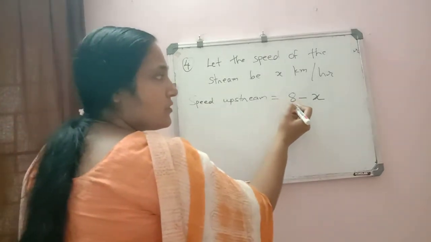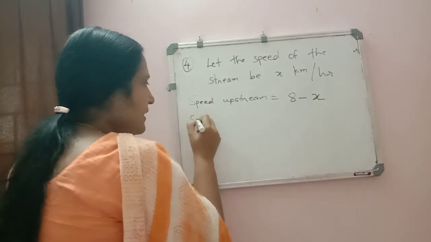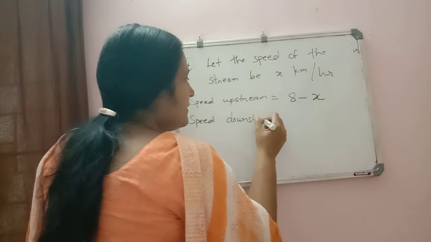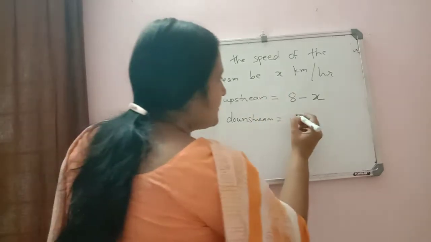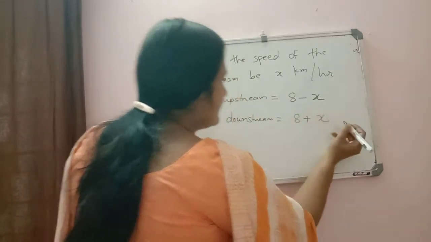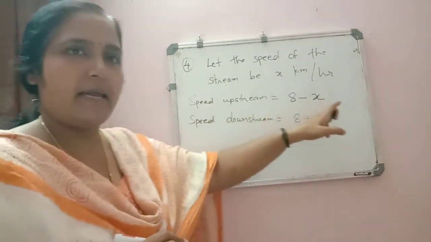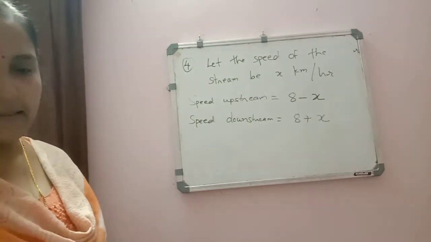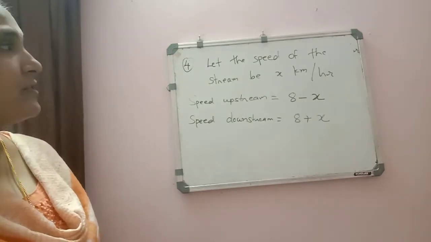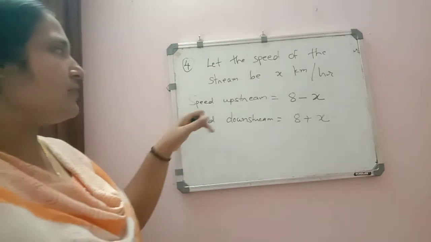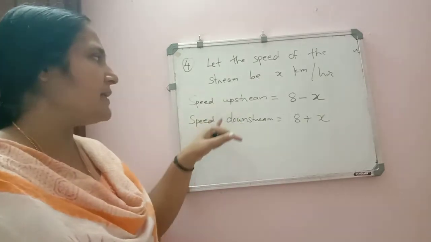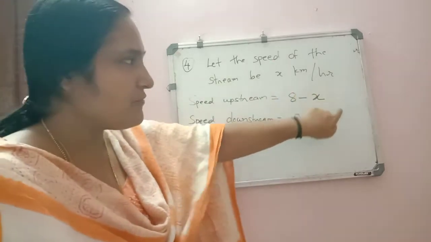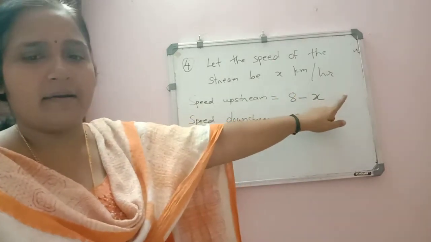Always, the speed of the boat only should be written first. Then we will write down the speed downstream. Speed downstream will be equal to 8 plus x. Speed upstream we will take 8 minus x and speed downstream is equal to 8 plus x. In all the cases, whenever a question related to speed is coming, always write down first what will be the speed upstream and speed downstream, because in this type of question, for writing this, you will get 1 mark.